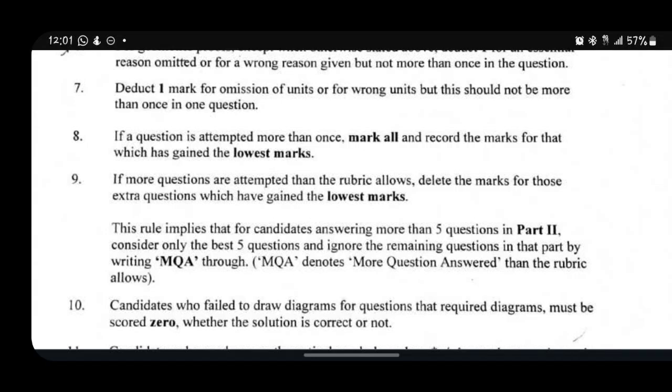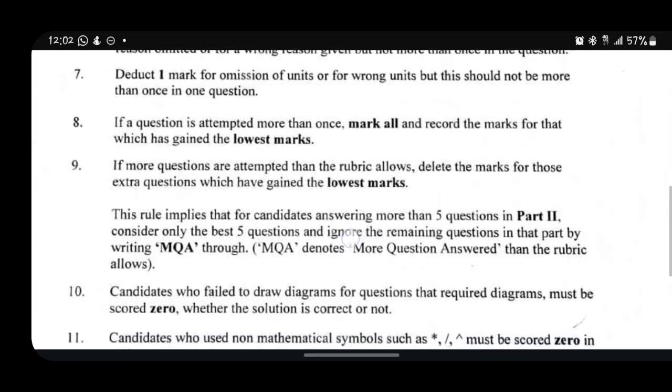So you have to take note of this. You don't answer a question more than once, and if you are answering it more than once, then it is very good for you to cross out the particular one you are not interested in using as your right answer. Okay, so let's move to question 8.